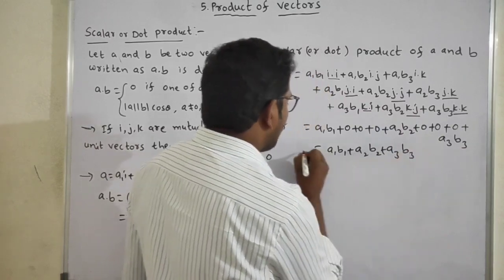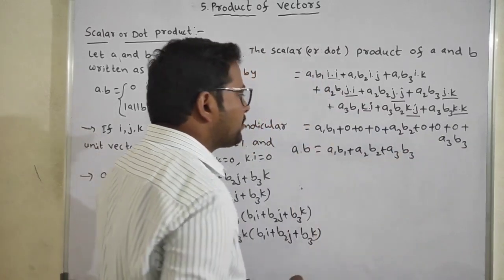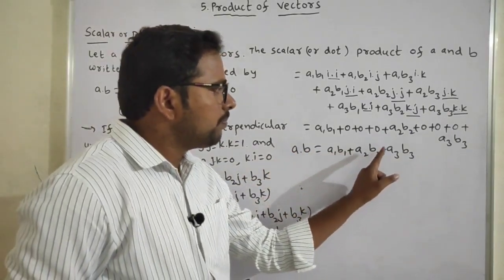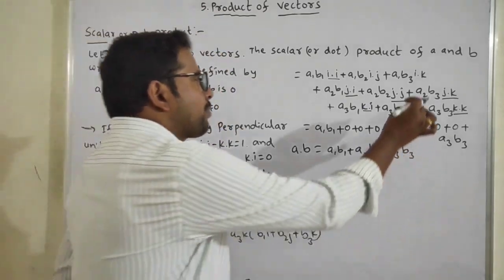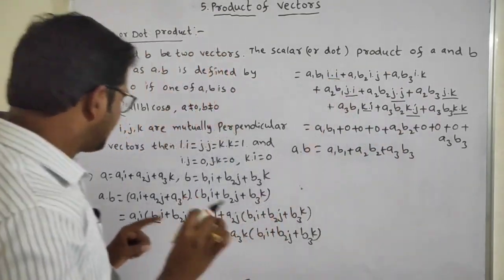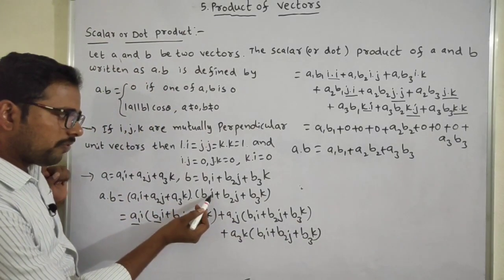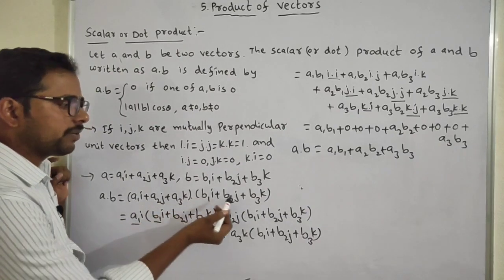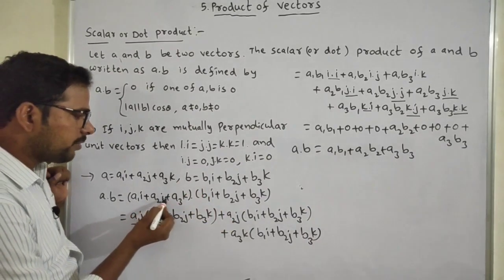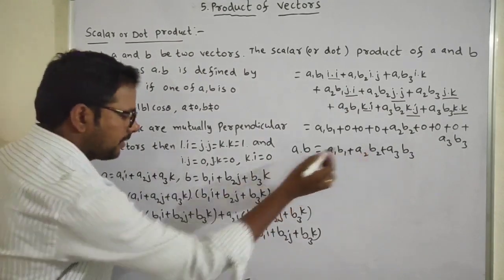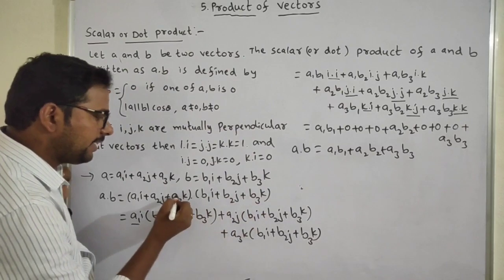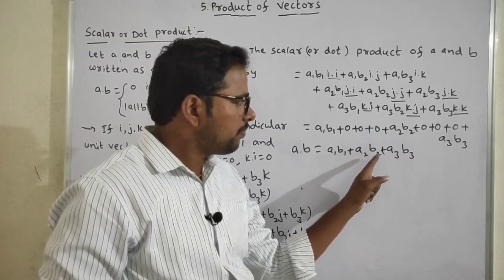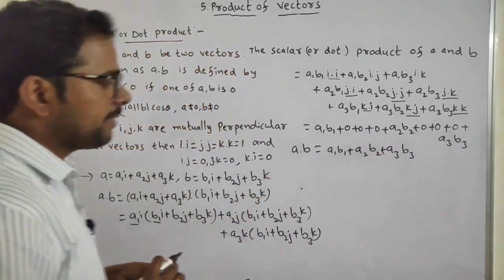This is a dot b. If a comma b are two vectors in terms of I j k, then a dot b is equals to a1 b1 plus a2 b2 plus a3 b3. Every time total ka product, we don't do all this product, just we will take I coefficient into I coefficient, a1 b1 plus j coefficient into j coefficient, remaining 0 होता है, a2 b2 plus k coefficient into k coefficient, a3 b3. So this is a dot b, a1 b1 plus a2 b2 plus a3 b3.